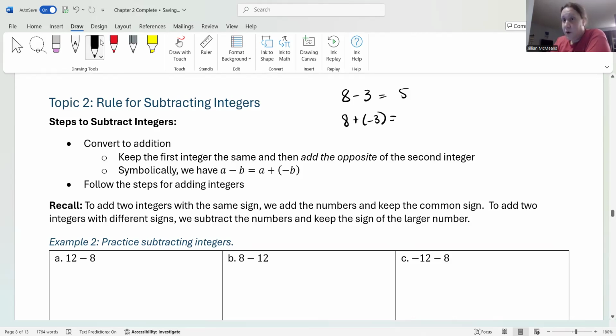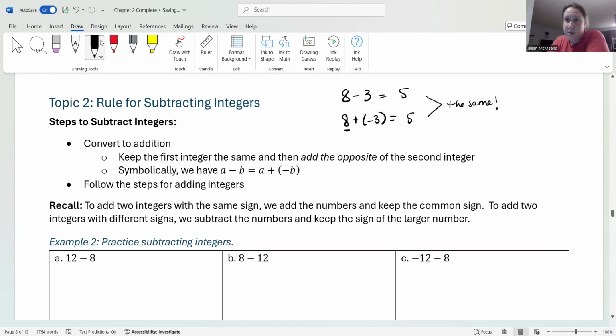And we also know from our practice with adding integers that if I have 8 and I add negative 3, I'm adding two numbers that have different signs, so I really can just subtract. So 8 minus 3 is 5, and then I ask myself, what do I have more of? Do I have more positive or do I have more negative? I have more positive. So these two things are actually the same. And that is going to become how we're going to approach subtraction.